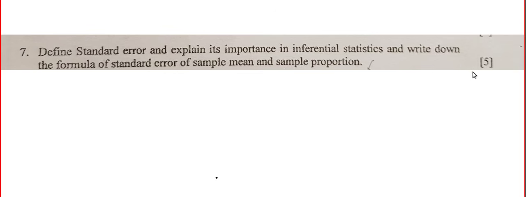See how important theory questions are. This is the third theory question we see in this question paper. One was very simple, they asked about mutually exclusive and independent. Then they asked the difference between hypergeometric and binomial. And now the third one is here, that is: define standard error, explain its importance in inferential statistics, and write down the formula for standard error of sample mean and sample proportion.